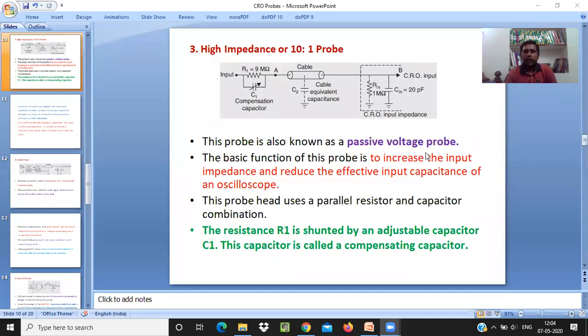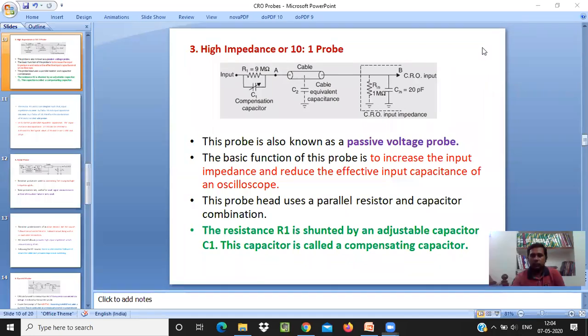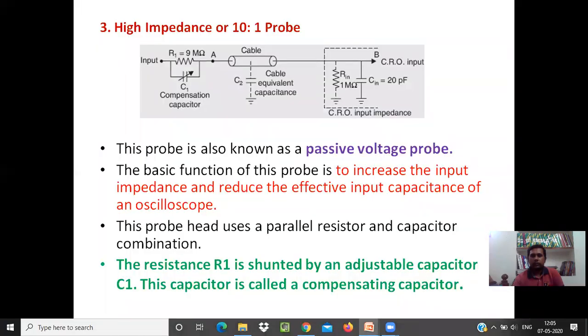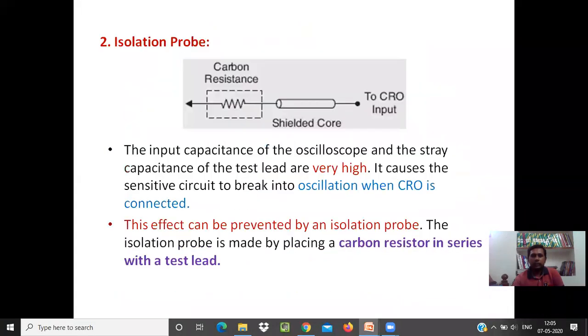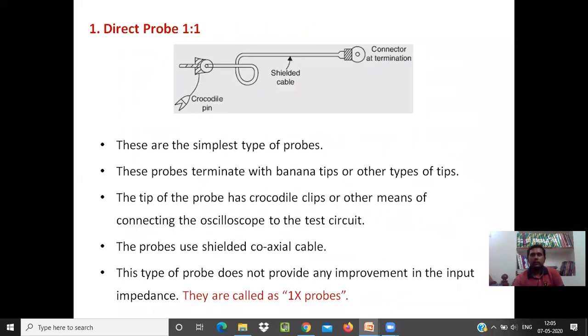Yes, before going to the high impedance probe, we will revisit the first two types of probes. What is the advantage of the first probe, what is its limit, and what is the necessity to go for the third probe, that is the high impedance probe? So now, let us just revisit the previous class so that we will have the continuity to understand the present probe.